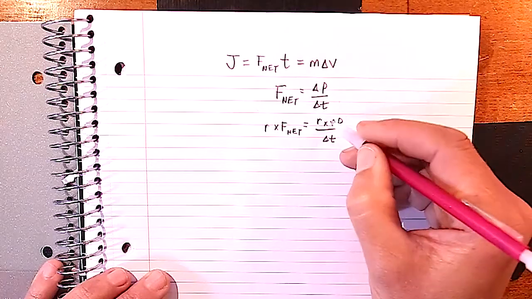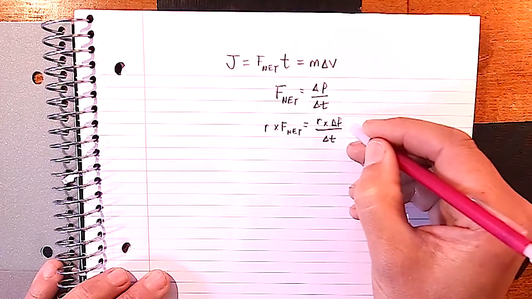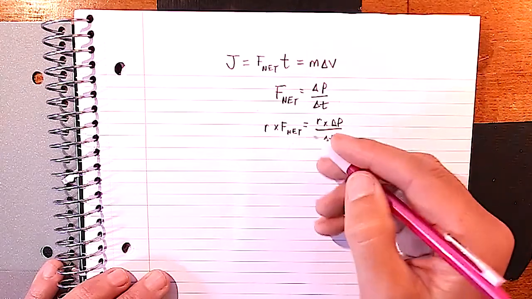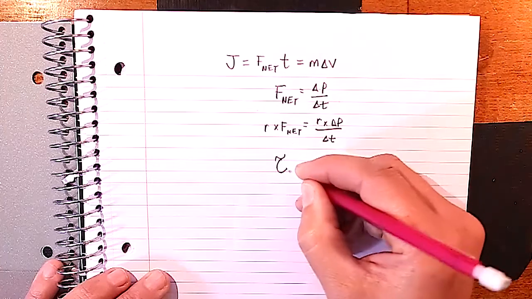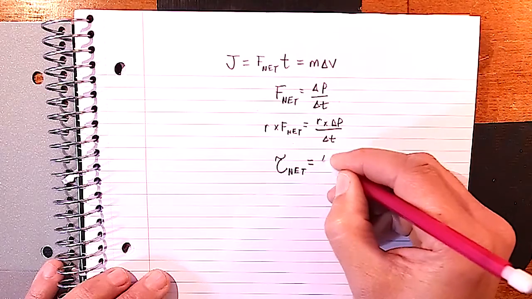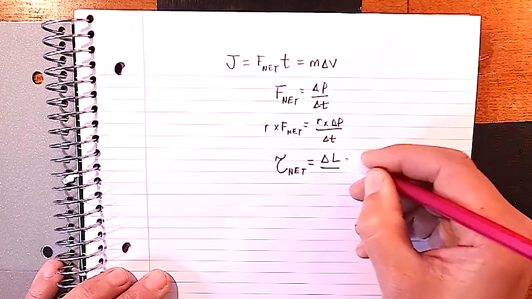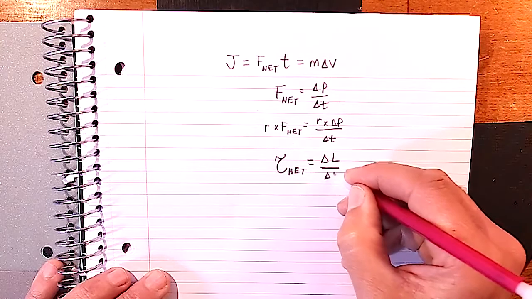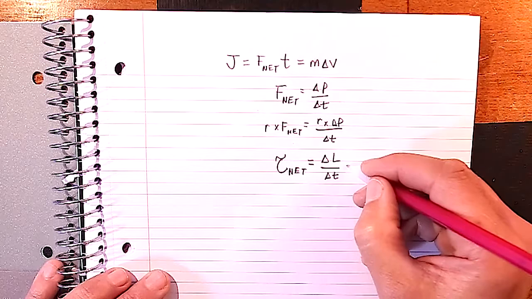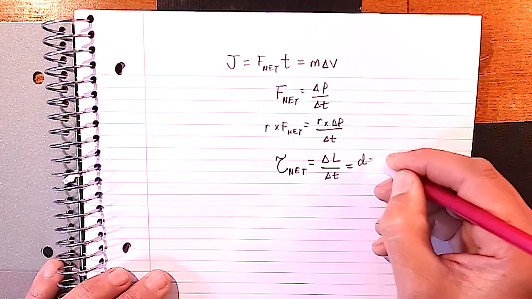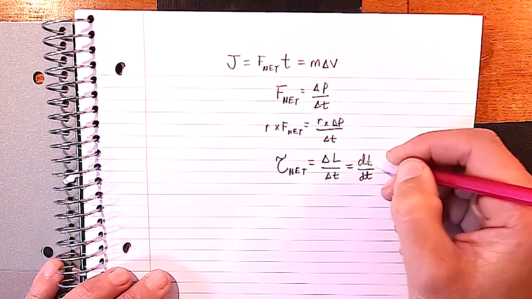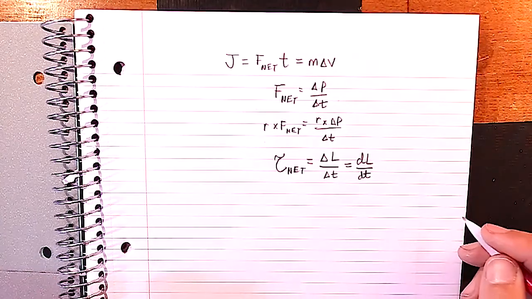Well, what is R cross delta p? That is angular momentum. And what is R cross F net? That's torque. So this is how torque relates to angular momentum. Torque is equal to the change in angular momentum over the change in time. It's a rate. And if we want to find out that instantaneous value, we would take the derivative, and that would become dL over dt. So that's instantaneous at that moment.